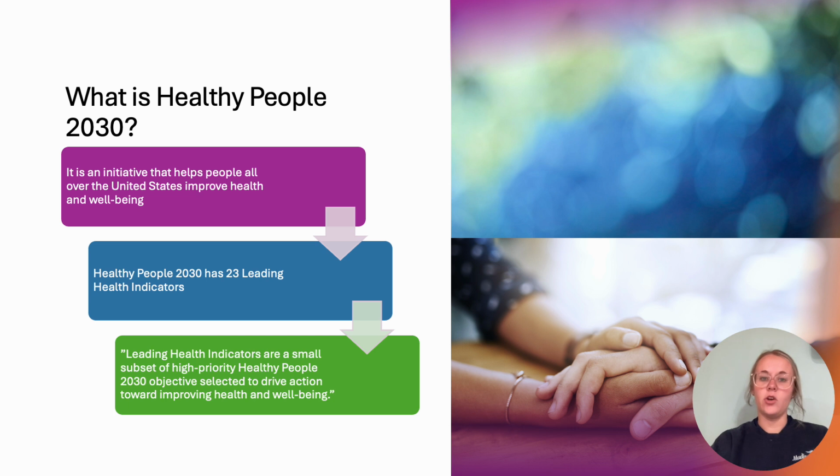Today I'm going to be talking about the leading health indicator of reducing the rate of infant deaths. What is a leading health indicator? Leading health indicators are a small subset of high priority Healthy People 2030 objectives that are selected to drive action towards improving health and well-being. They are used to address certain factors that cause major illnesses and death in people all over the United States. What is Healthy People 2030, you may ask?